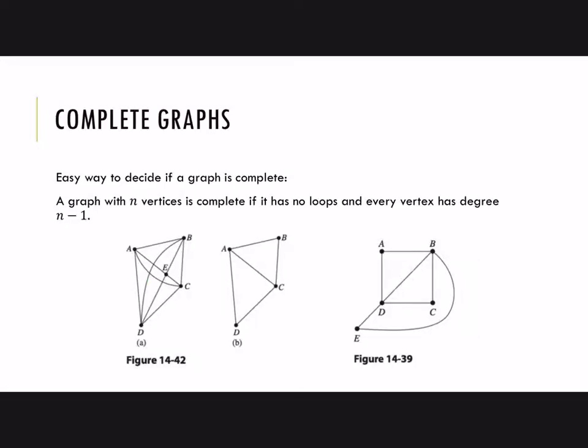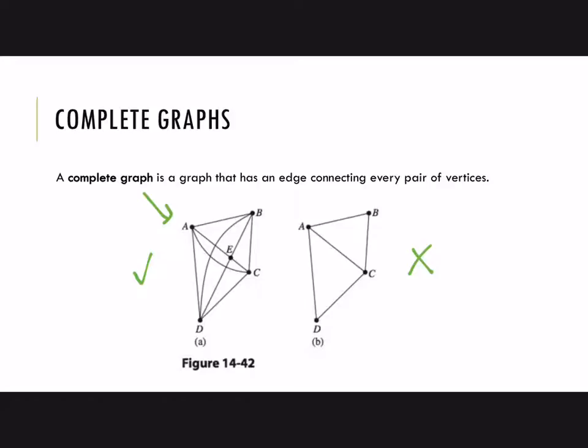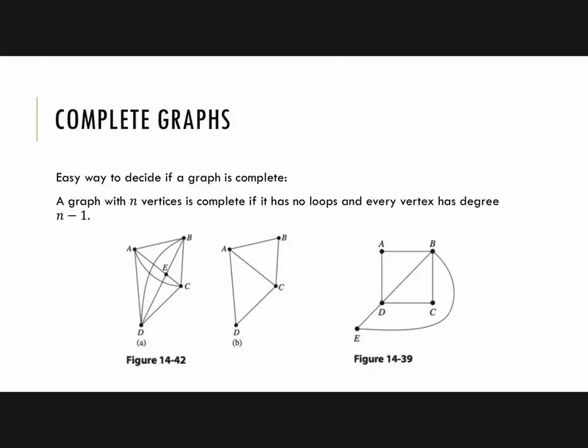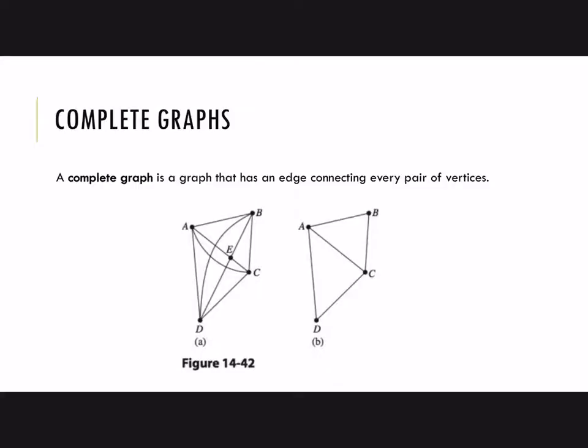Now there is an easy way to tell if a graph is complete. A graph with n vertices is complete if it has no loops and every vertex has degree n minus 1. Okay, so if we go back and look at the larger picture of these two graphs, n stands for the number of vertices in the graph. So if we have A, B, C, D, and E, that's 5 vertices.